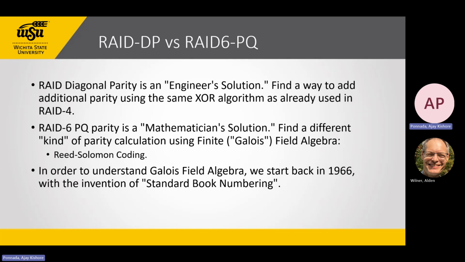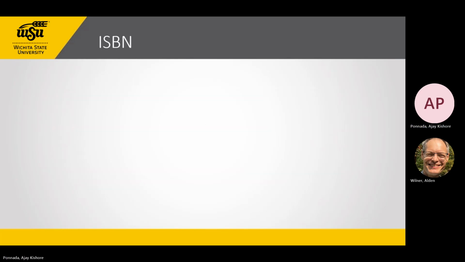So in order to understand Galois field algebra, we start back in 1966 with the invention of standard book numbering. They needed to assign a number for every book they publish. So they came up with this idea to number every book using standard book numbering. That was in 1966. So ISBN is International Standard Book Numbering.